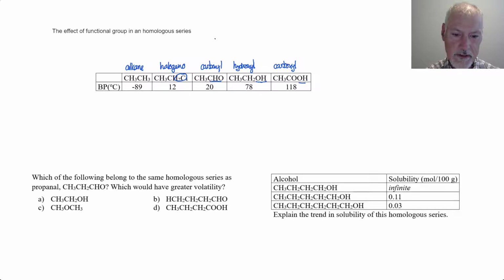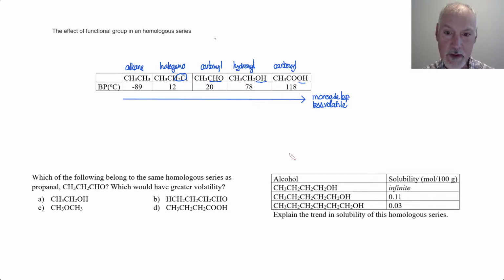As we look at this, we can see as we move down in this direction from one to the next, we can see an increase in boiling points. The substances are also becoming less volatile, meaning they're becoming more difficult to evaporate. That suggests we have an increase in intermolecular forces.